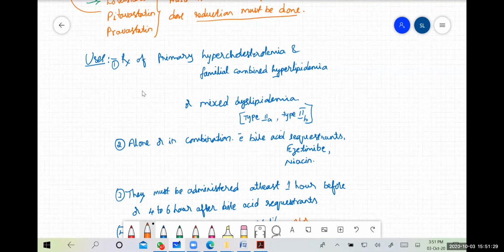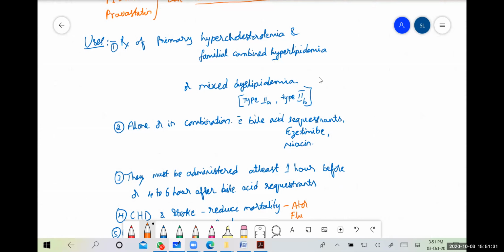Then coming to the uses of HMG-CoA reductase inhibitors. These HMG-CoA reductase inhibitors are most commonly used in the treatment of primary hypercholesterolemia, then familial combined hyperlipidemia, or in case of mixed lipidemias, for example type 2A and type 2B, according to Fredrickson classification.